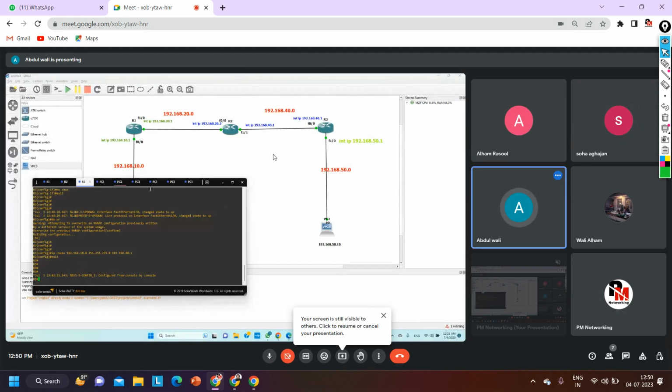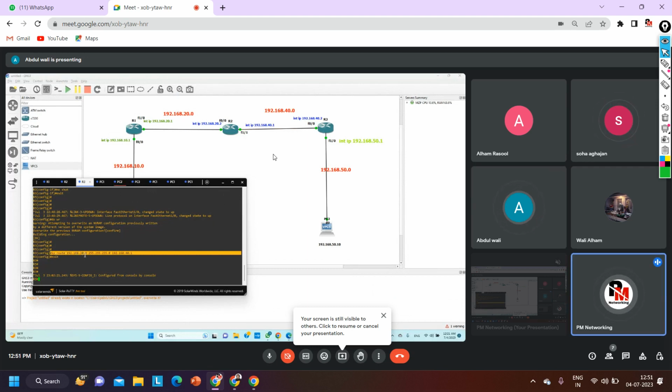Right here, I just route the router 3. Right here, you see, sir, IP route 192.168.10.0. On router number 1, why are you defining the IP route? This network is directly connected to router number 1. The router already has information about this network, brother.